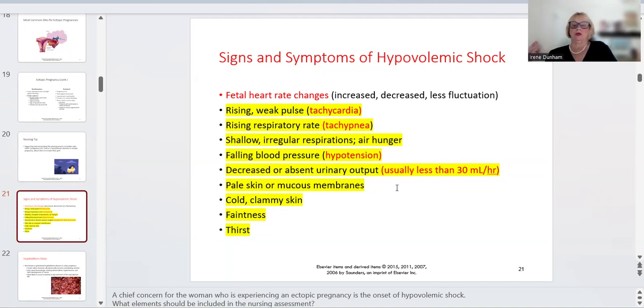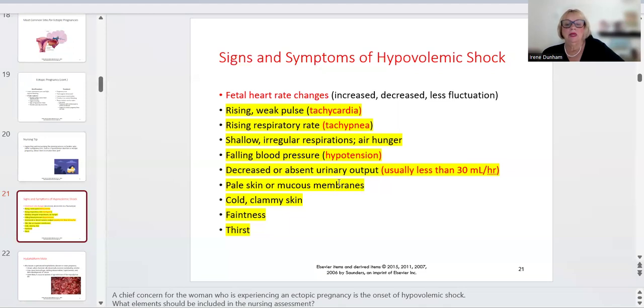So usually if you get decreased urinary output, that's usually less than 30 mLs per hour, because that's your guideline: make sure those kidneys are working. Because if kidneys don't work, they shut down, then you're in real trouble. And so then they can lose their kidney function.